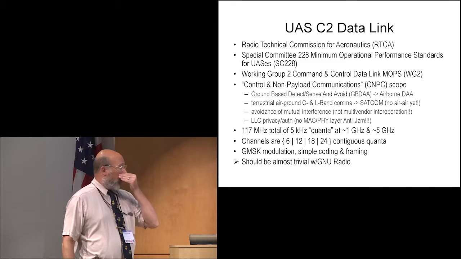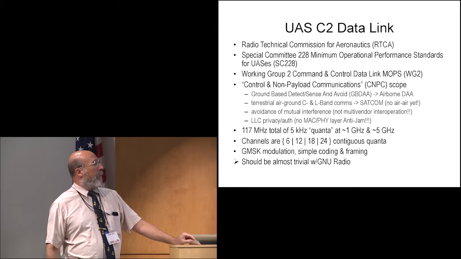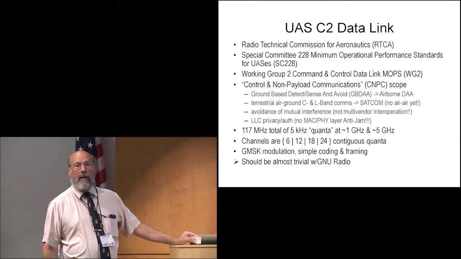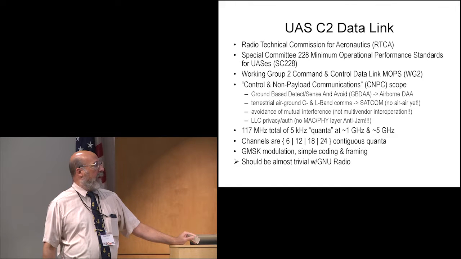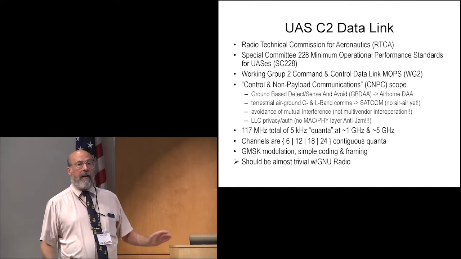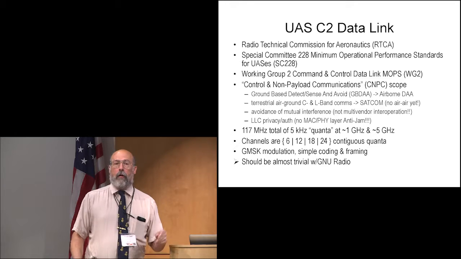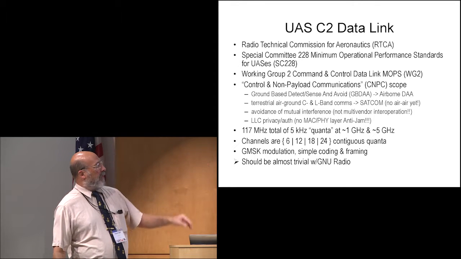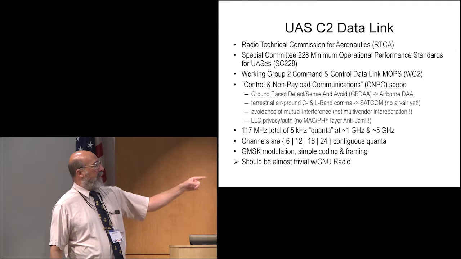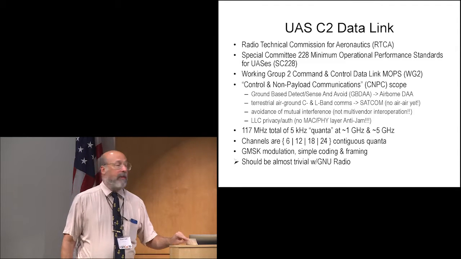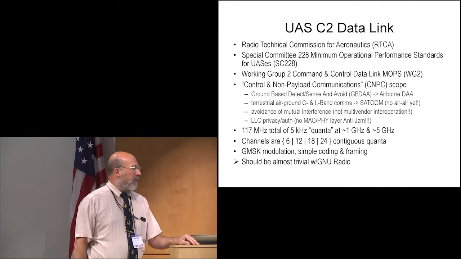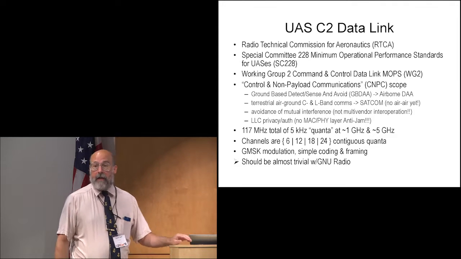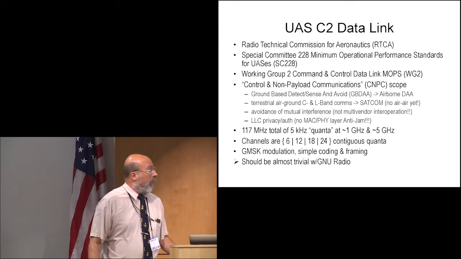Now the spectrum is a total of 117 megahertz of bandwidth. That's chopped up into 5 kilohertz so-called quanta at around 1 gigahertz L-band and around 5 gigahertz C-band, and then an actual channel that will be allocated to a transmitter is some integer multiple of those 5 kilohertz quanta, either 6, 12, 18, or 24 quanta, depending upon the particular class of service. It's just GMSK modulation. It's got simple coding. It's got simple framing. It should be cake to do with GNU Radio.